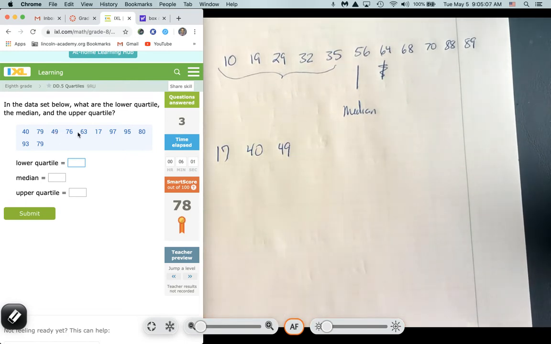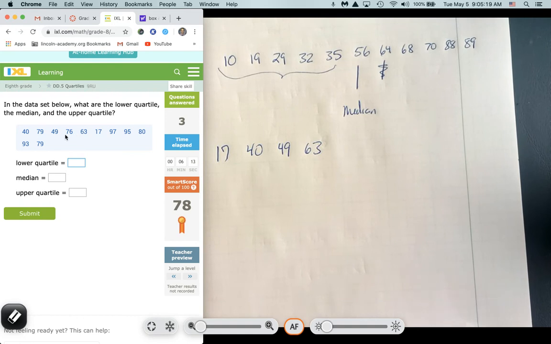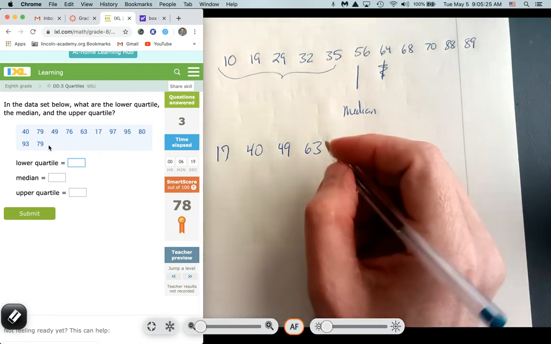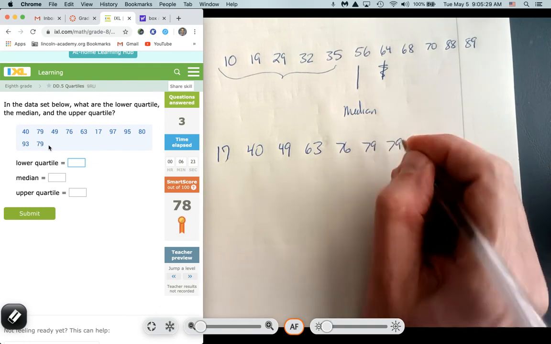So now I'm going to look in my 50s, see if there's any. I don't see any in the 50s. Now I'm looking for the 60s. I got a 63, and that looks like the only one in the 60s. Now I'm looking at the 70s. I have a 76, a 79, a 79, and I don't see any others. So 76 is the smaller of the three, then the 79 and the 79.